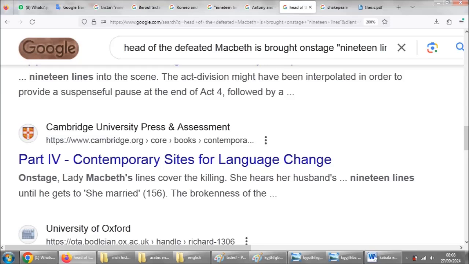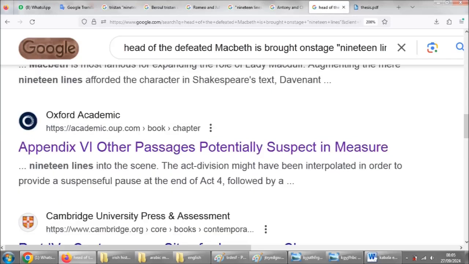There's many passages. You could read this. On stage, Lady Macbeth's lines cover the killing. She hears her husband's 19 lines until he gets to "she married." Or something like that. I'm not sure what that is. People could read this themselves. There's many scenes in Macbeth which have something to do with the number 19. Here is another one. I'm not sure which scene this is, but just before Act 4. Yes, you could read this. 19 lines into the scene, the act division might have been interpolated in order to provide a suspenseful pause at the end of Act 4.